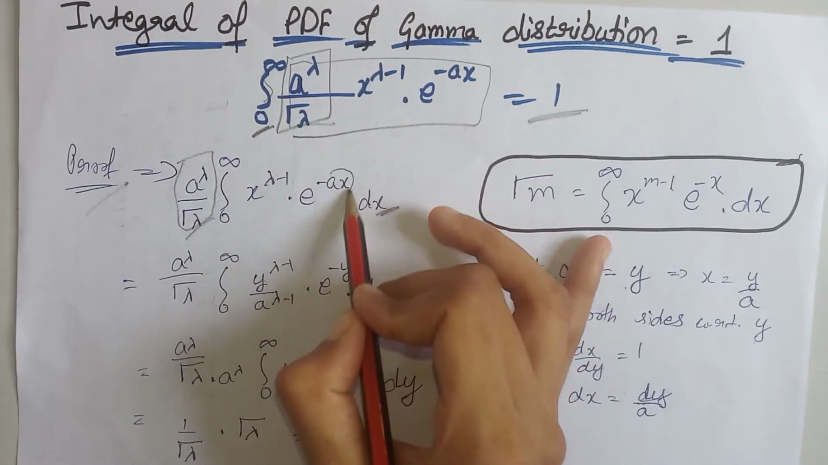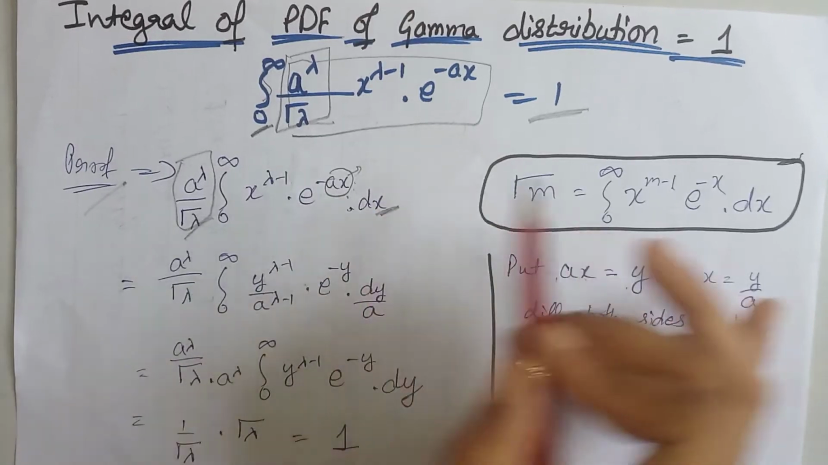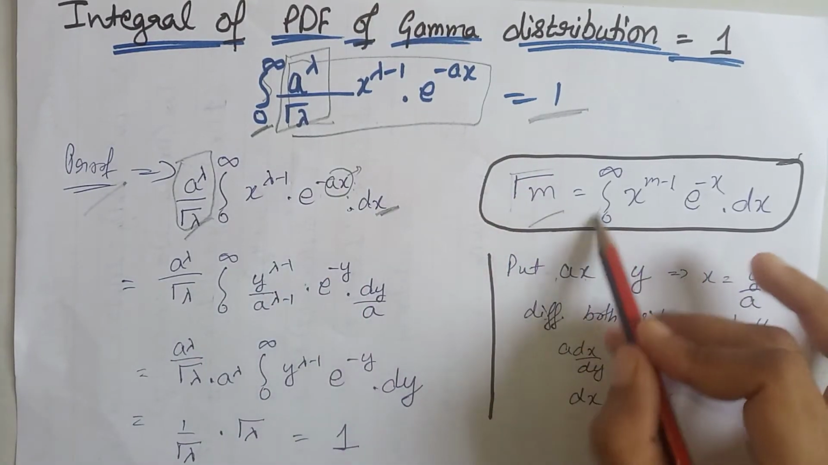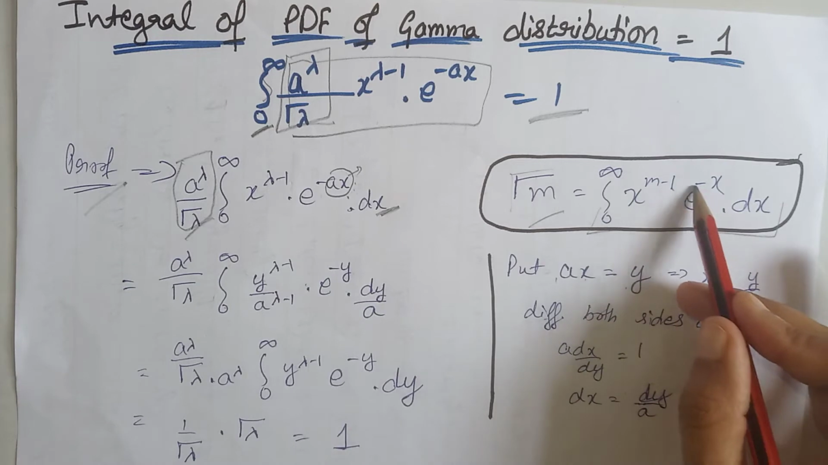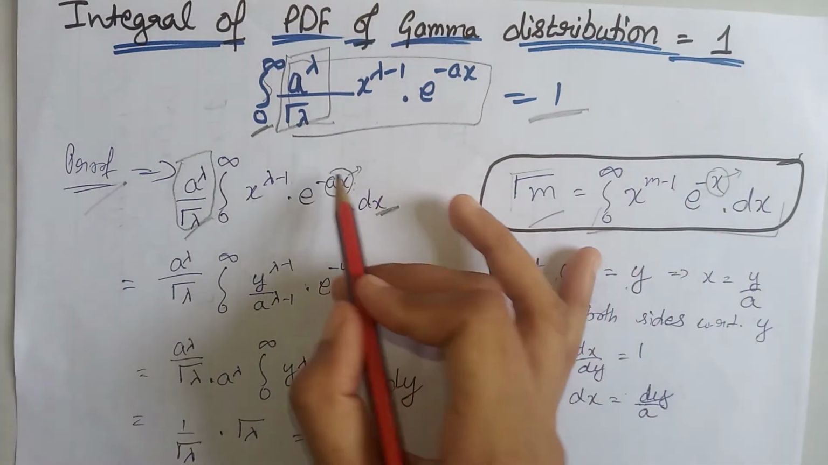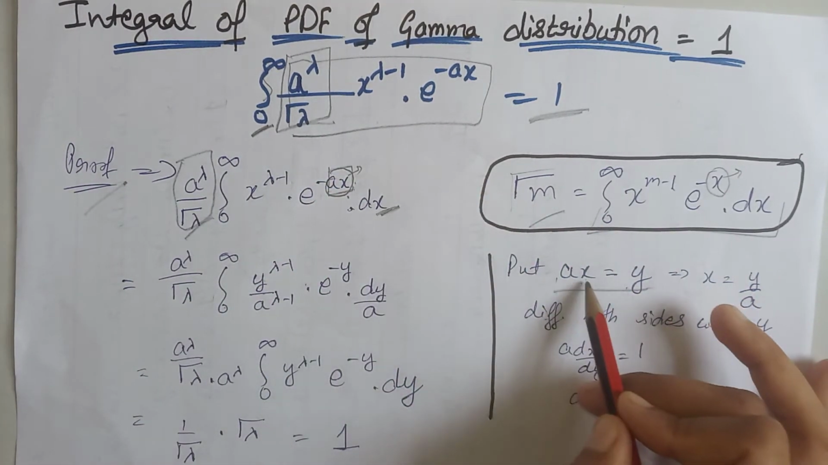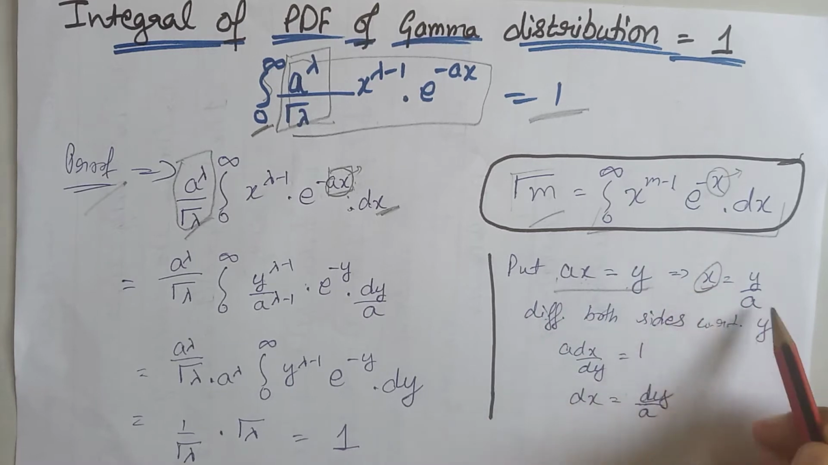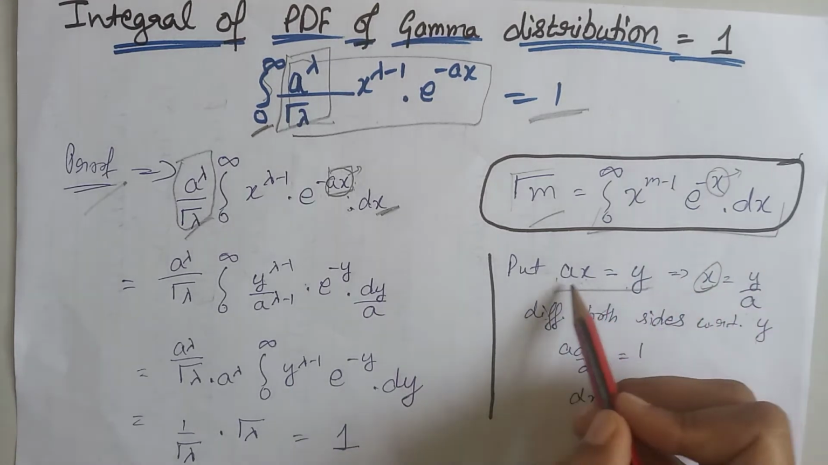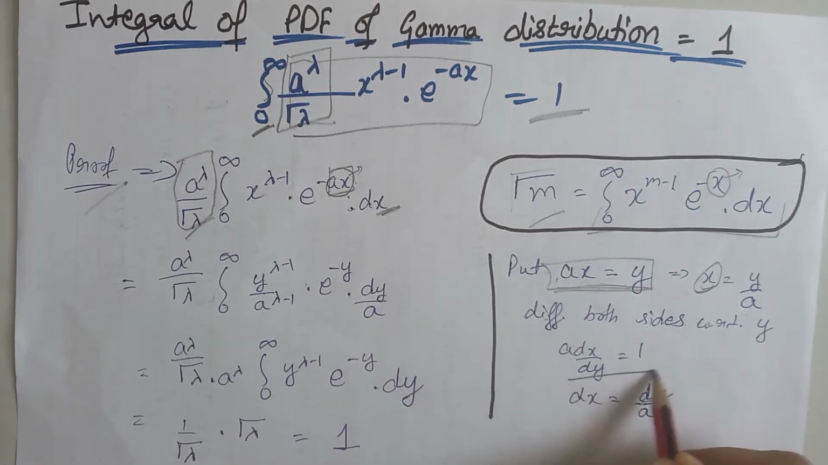Next, we have to form only one variable here because we want to use the formula of the gamma function, which is equal to this one, in which e is raised to the power minus of only one variable. That's why we will substitute ax = y. From here we can calculate the value for x = y divided by a. Now we will differentiate both sides with respect to y. So we have this term. Next, from here we take the value of dx = dy divided by a.